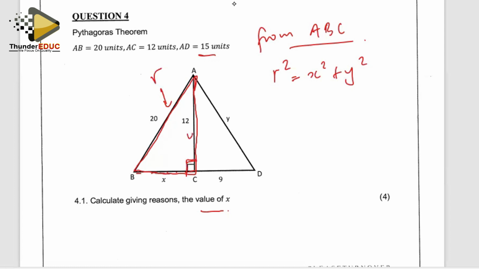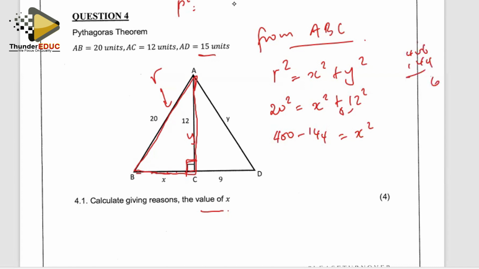So that's our x, this is our y, in this case, just for this triangle. Or you can use p squared is equal to q squared plus and so on and so forth. So that's going to be 20 squared is equal to x squared plus 12 squared. 20 squared is 400. I need to subtract this, which is 144. That is x squared. So I'm going to have x squared is 256.